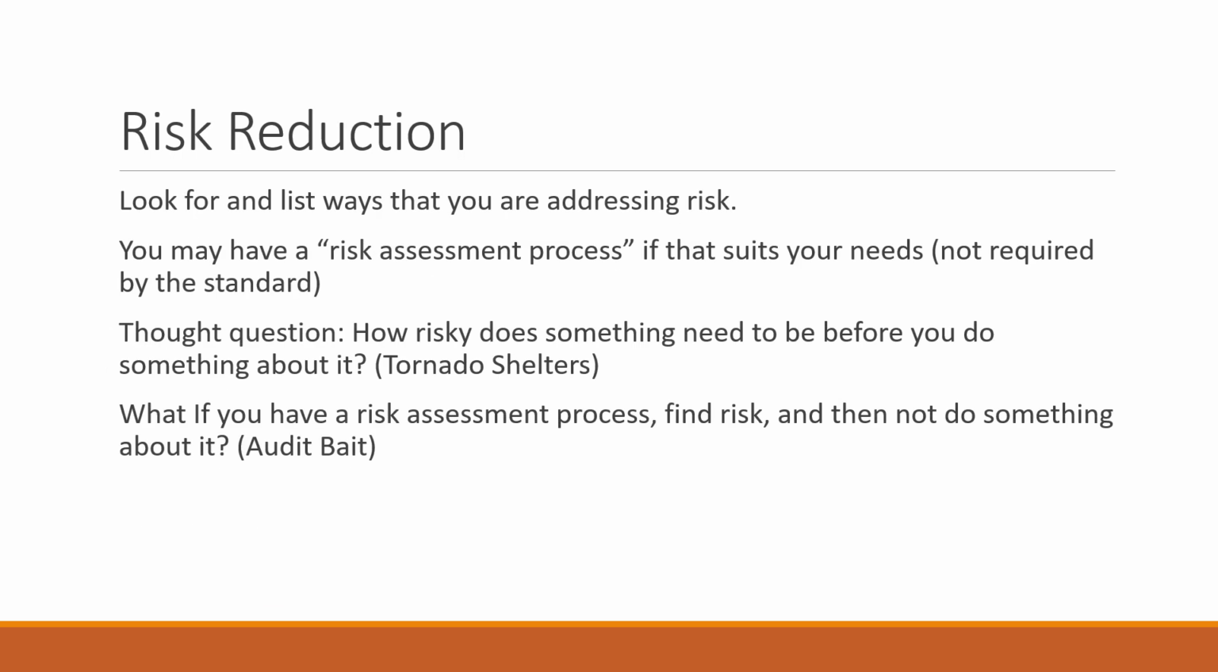So here's some more about risk reduction. Look for and list ways that you're already addressing risk. You may have a risk assessment process if that suits your needs. It's not required by the standard. So here's a thought question. How risky does something have to be before you do something about it? And that depends on your particular situation and the potential impact of it. What if you have a risk assessment process, find risk, and then not do something about it? Well, that's what's known as audit bait, and the auditor will look for that.